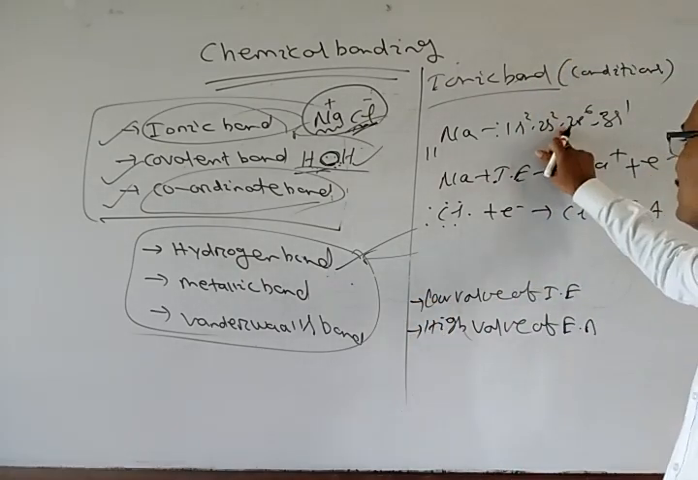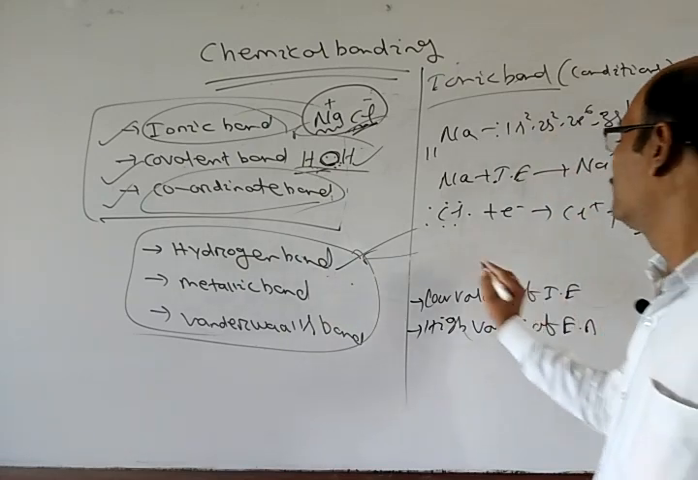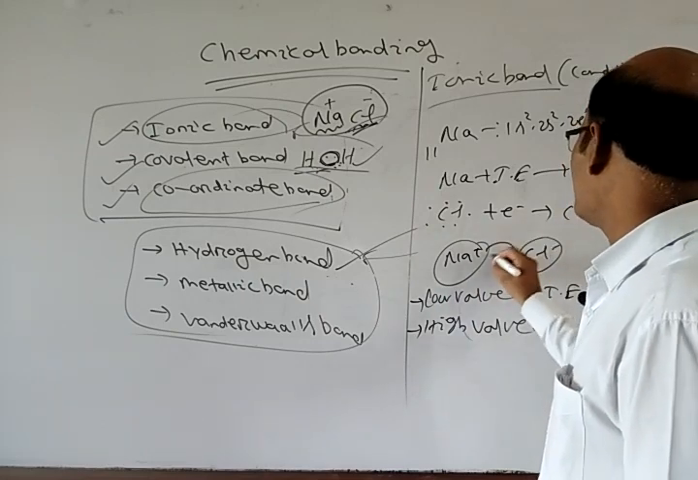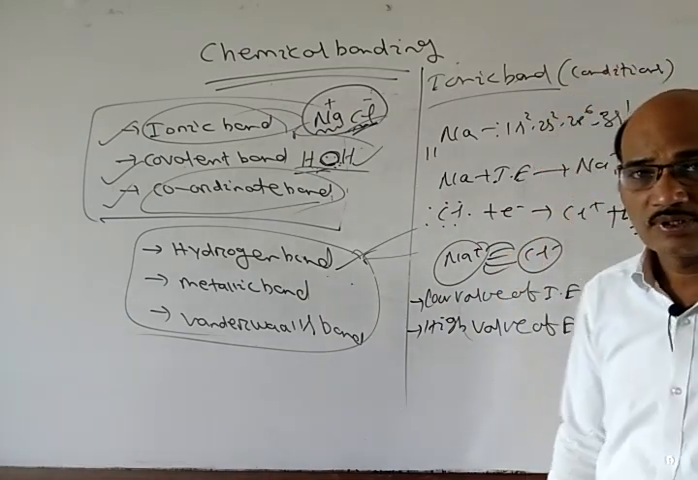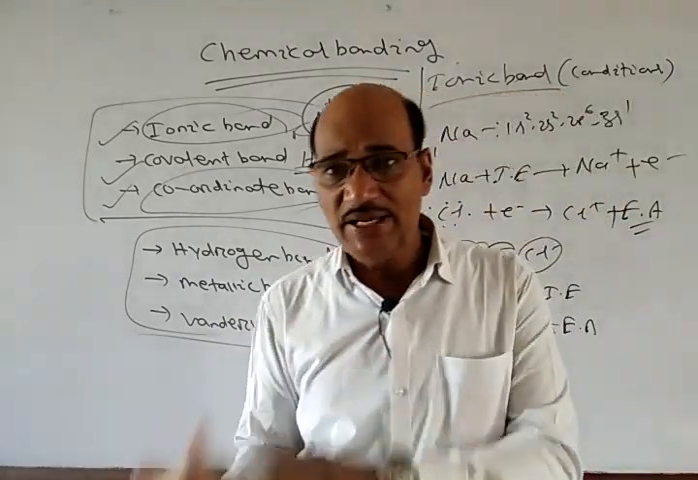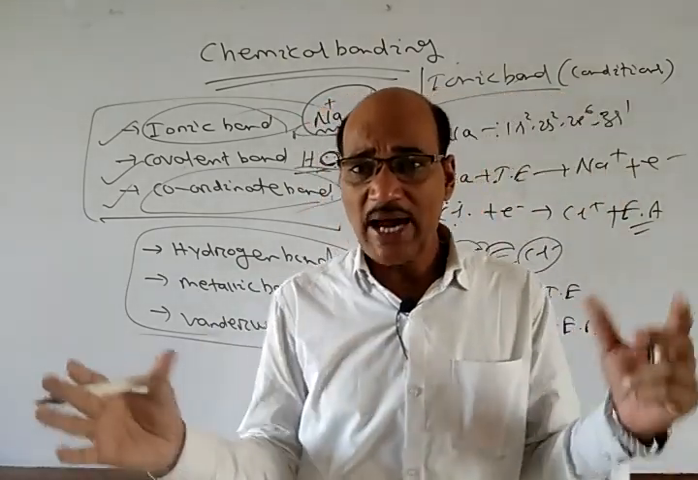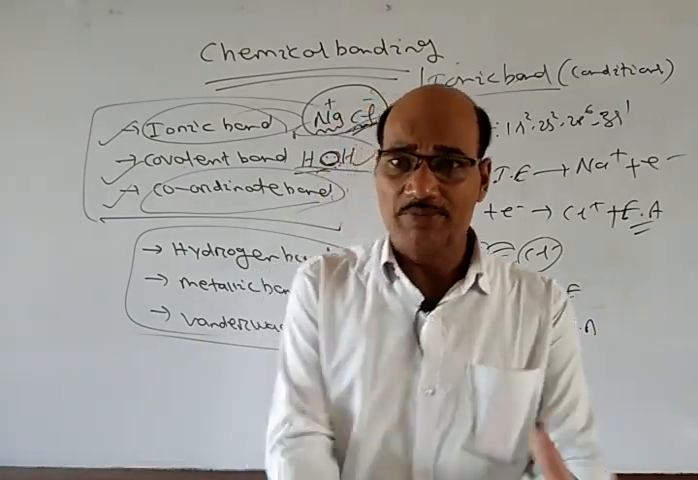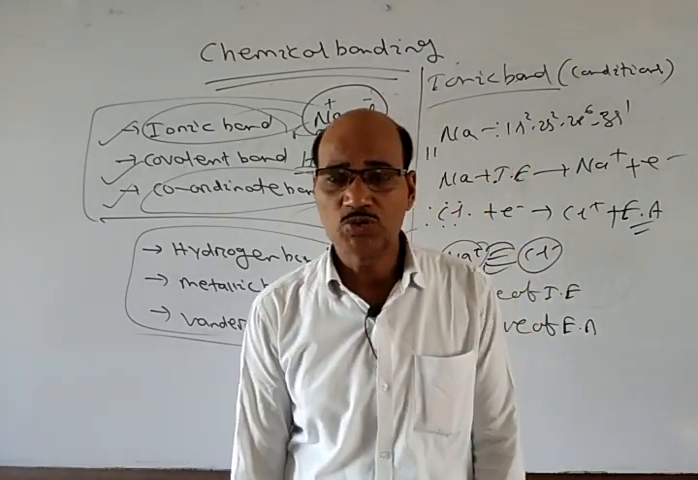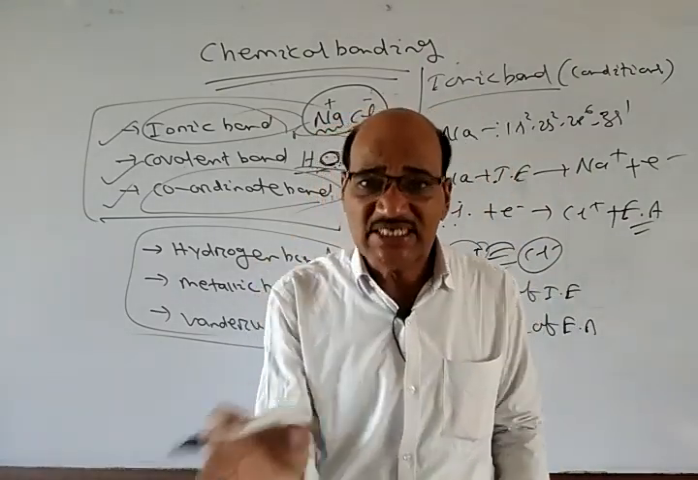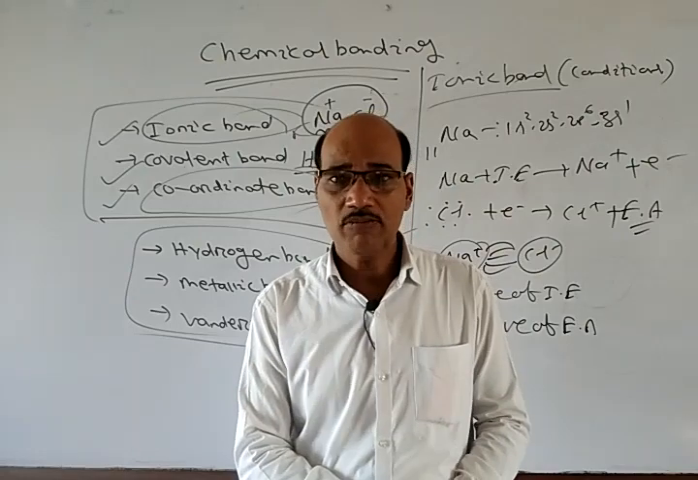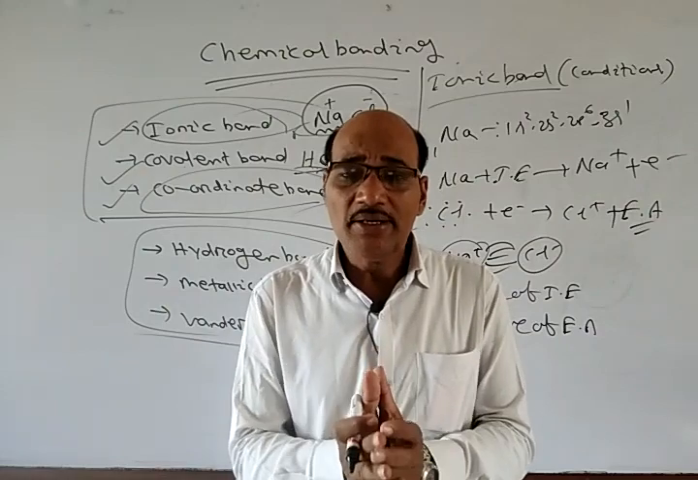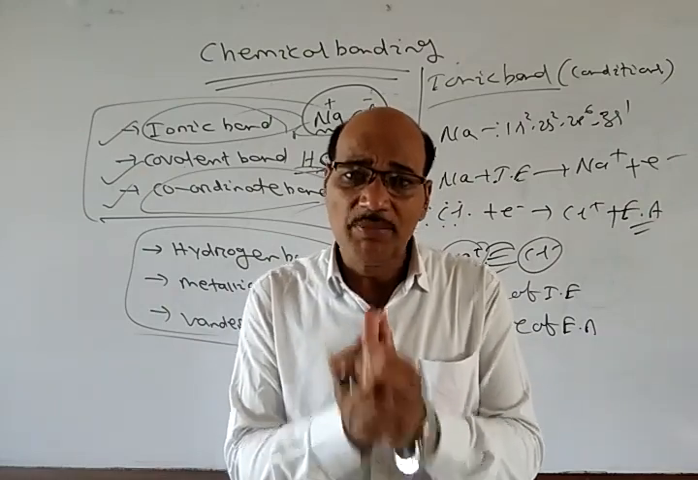Again, when Na+ and Cl- are formed, the Na+ and Cl- will attract each other. These oppositely charged ions will arrange themselves in a definite regular geometrical manner, so that a crystal lattice will be formed. During this formation of the crystal lattice, again a large amount of energy will be released.